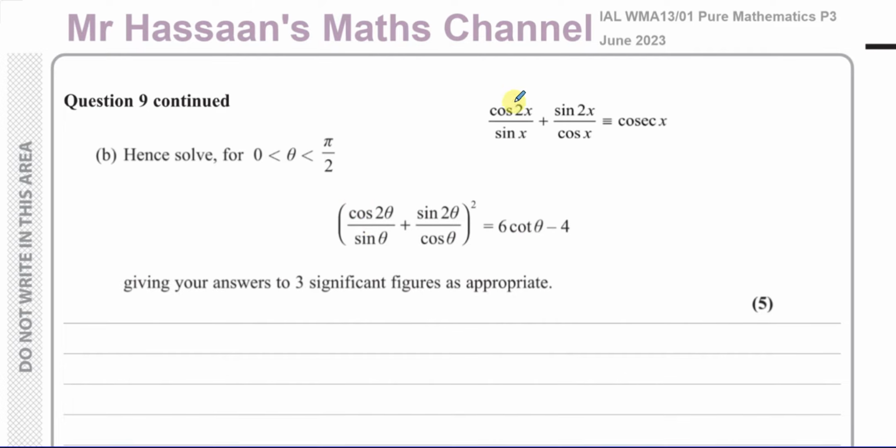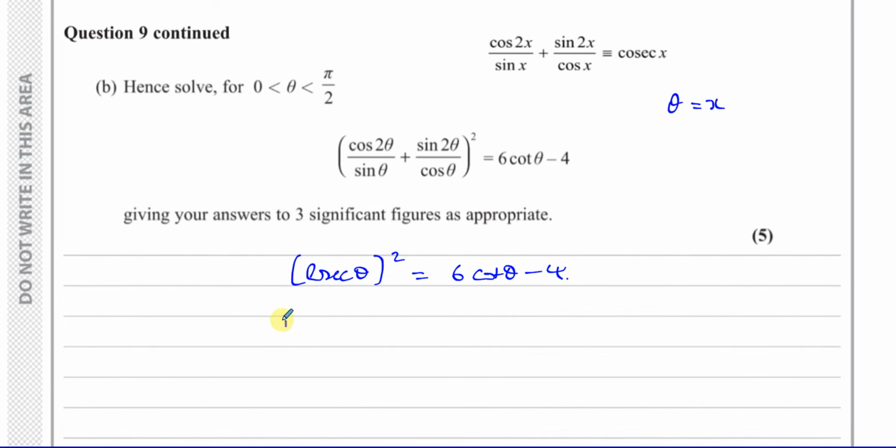If you notice here, this is cosine 2 theta over sine theta, sine 2 theta over cosine. So this is basically the same thing, except the theta is now the x. Or you can say the x has become the theta. The theta is the x in the old part of the question. That's all. So I can say, therefore, that this is equal to cosec theta. So I can say cosec theta all squared equals 6 cot theta minus 4. Remember that's the same as saying cosec squared theta equals 6 cot theta minus 4.